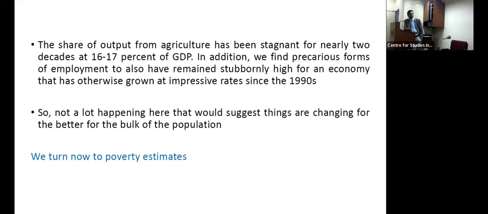Okay? So essentially, to sum this up, the share of agriculture output has been stagnant for nearly two decades at 16-17% of GDP. In addition, we find precarious forms of employment to also have remained stubbornly high, in an economy that has otherwise grown at a fairly impressive rate since the 90s. So not a lot is happening here that would give us the confidence that poverty overall was halved in the last decade. That's the main thing.